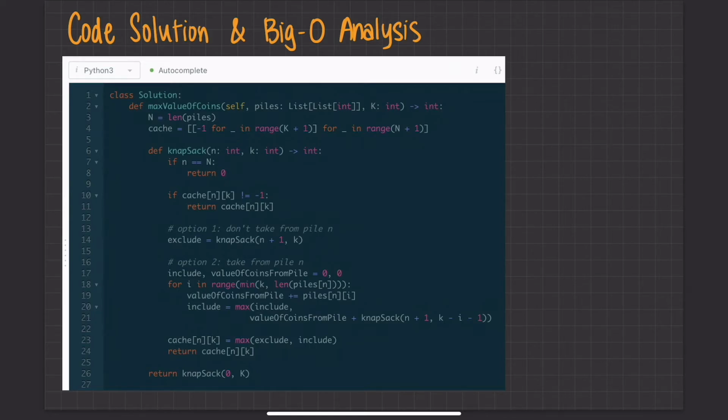Again, there are two options, very similar to knapsack. Option 1 is that we exclude. We don't take from pile small n. What we simply do is we increase n to the next pile and keep the same number of coins that we need to be finding.